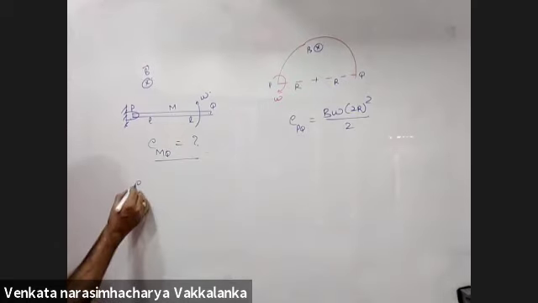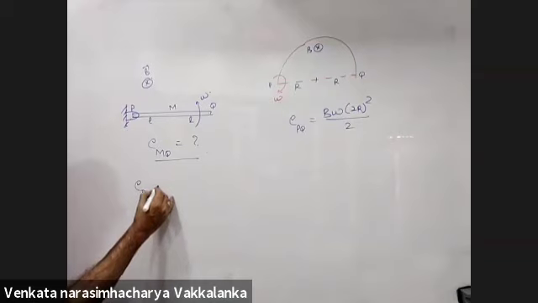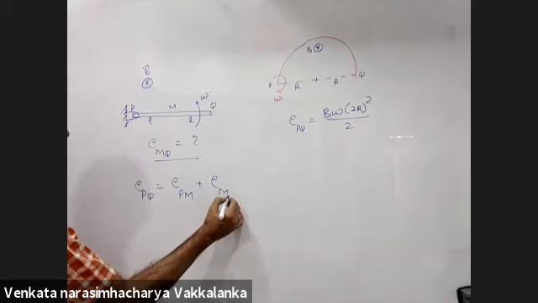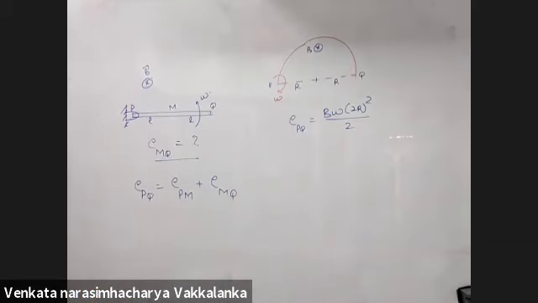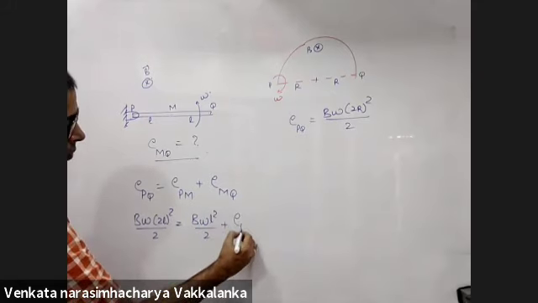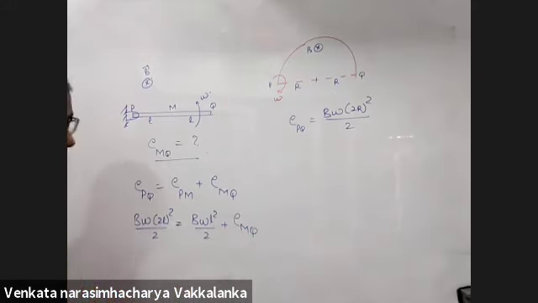Now listen. E across PQ will be E across PM plus E across NQ. Do you agree with that? E across PQ is B omega 2L whole square by 2. Across PM is B omega L square by 2. So also we could have integrated it again.